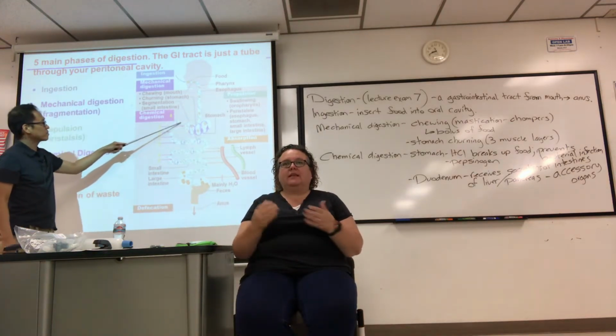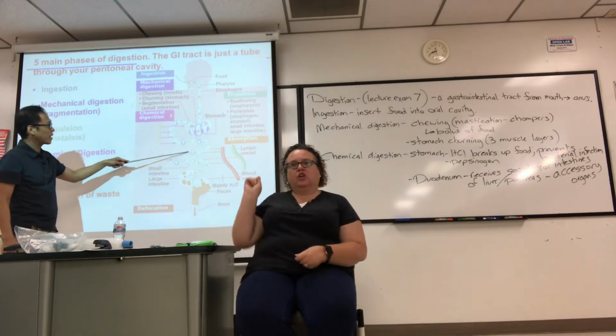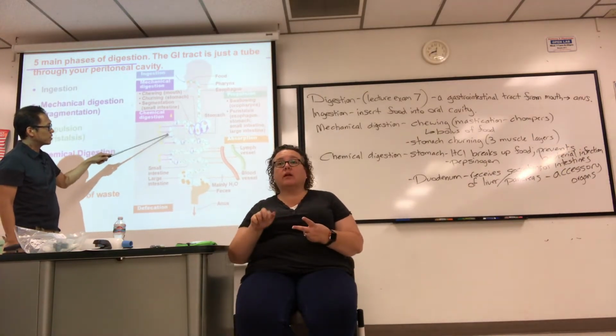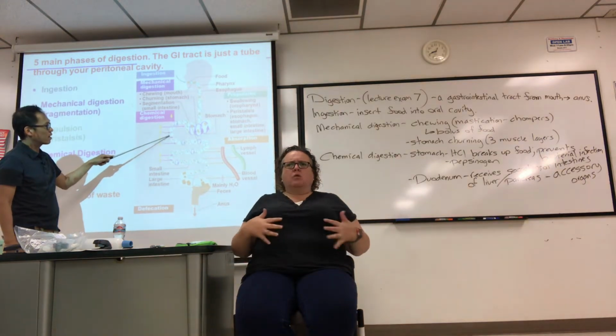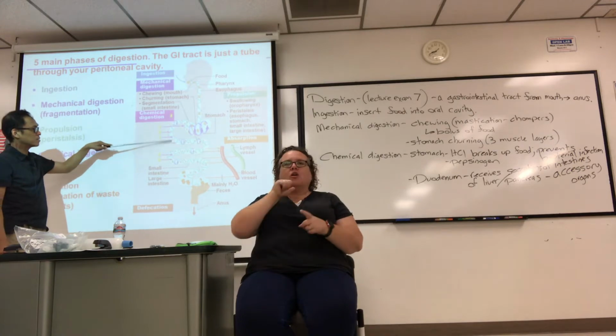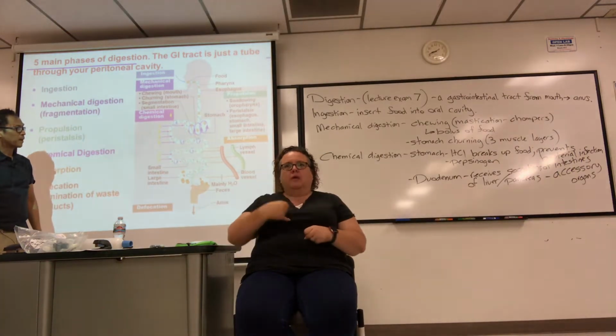Here's the tract. Liver, pancreas, they're around here. They secrete things into it, but they're not on the tract. That's why you have all these acid drops here. You're accomplishing a lot. Okay.